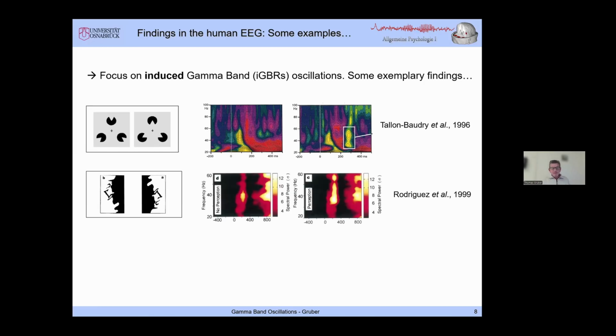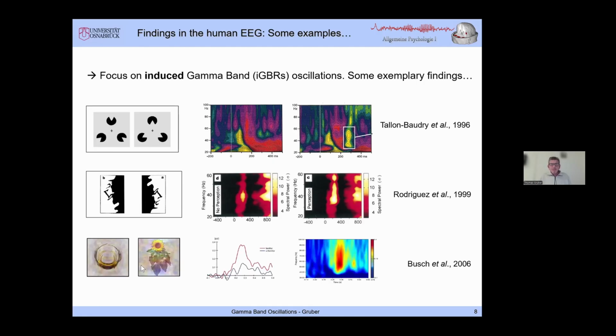A similar result was found by Rodriguez and colleagues, published in Nature. He showed either pictures of faces, as you see here on the right side. This is a face. If you look closely, you might see this face, or a control condition. If you rotate these black and white drawings, it's the same sensory information, but no face visible. And then you clearly see here this induced gamma peak, possibly related to the binding of the features of a face in the face condition, but not in the control condition.